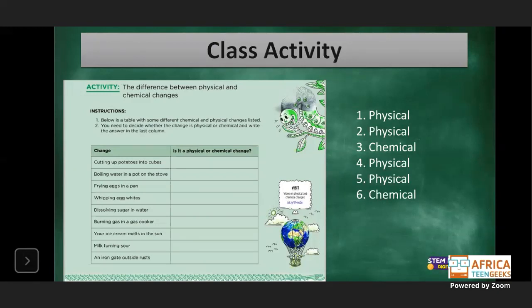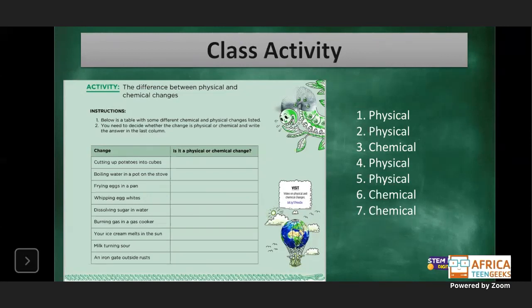And then third last, your ice cream, which melts in the sun. Is that a physical or a chemical change? Ice cream melting in the sun. All right, physical, physical, physical. Okay, sorry guys, that is my mistake. It is indeed a physical change. All right, it is a physical change.